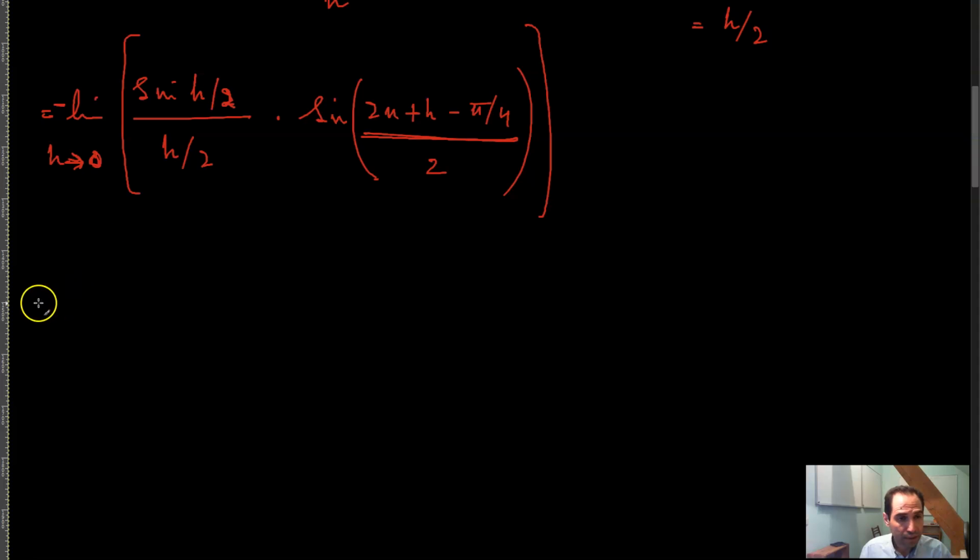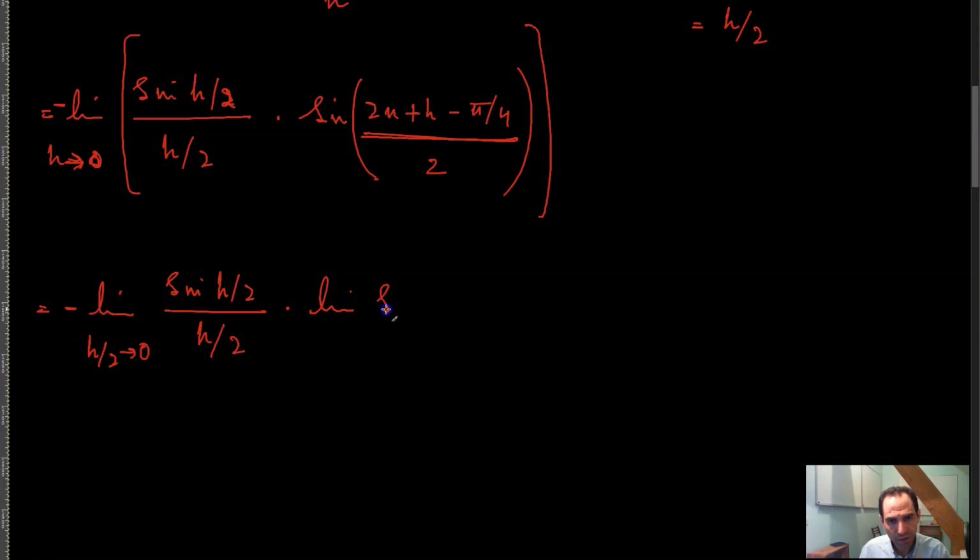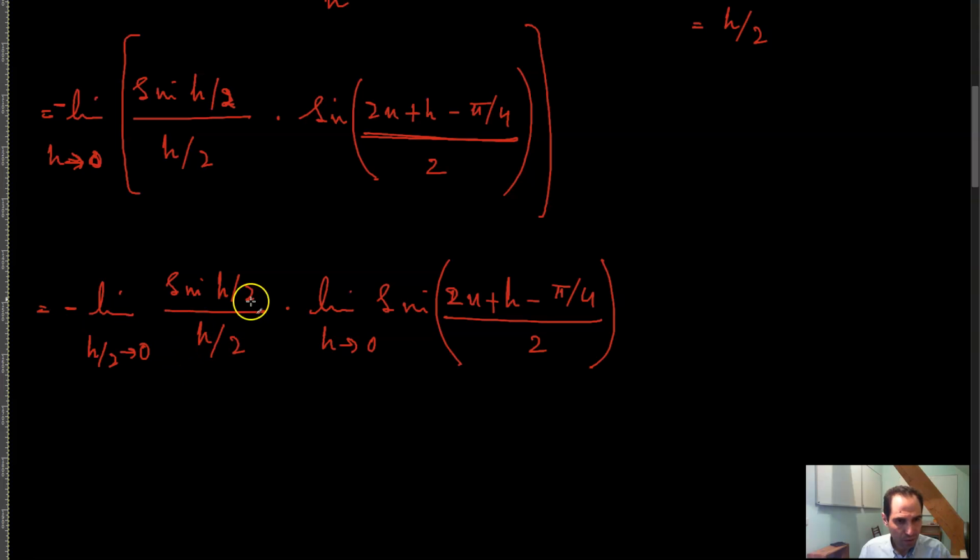Now you can write this as negative limit of sine of h divided by 2, as h divided by 2 tends to 0, because when h tends to 0, h divided by 2 tends to 0, times the limit of sine of (2x plus h minus pi by 4) divided by 2, as h tends to 0. And this becomes a negative 1. This becomes a 1 times negative 1, which is negative 1.